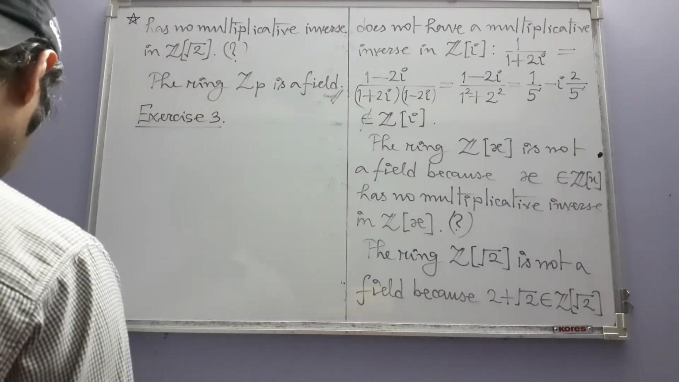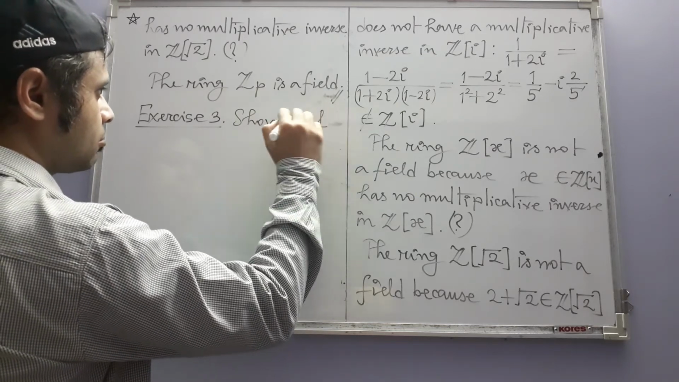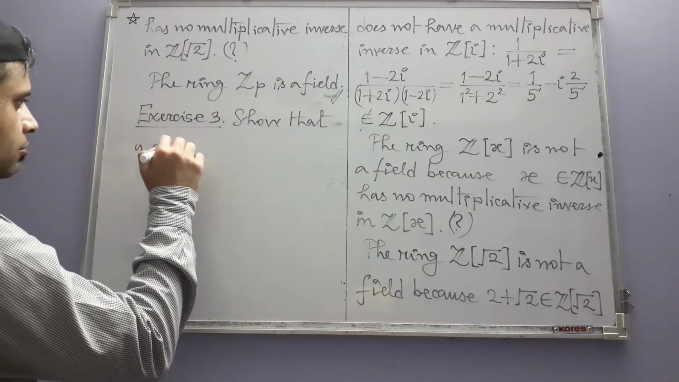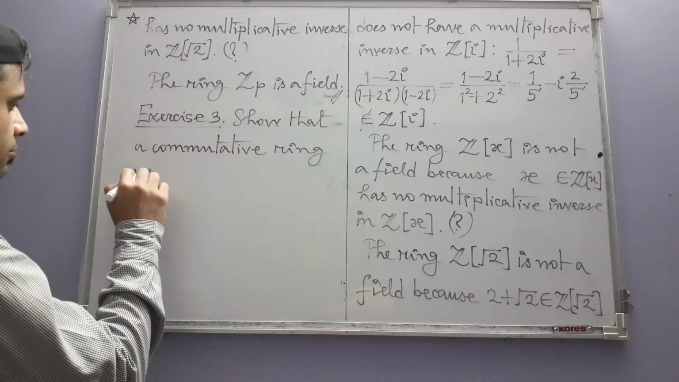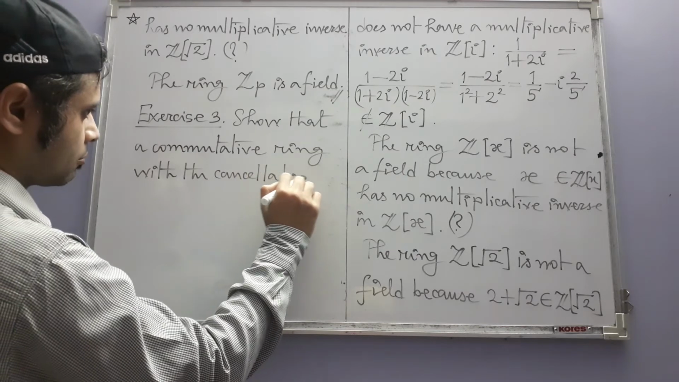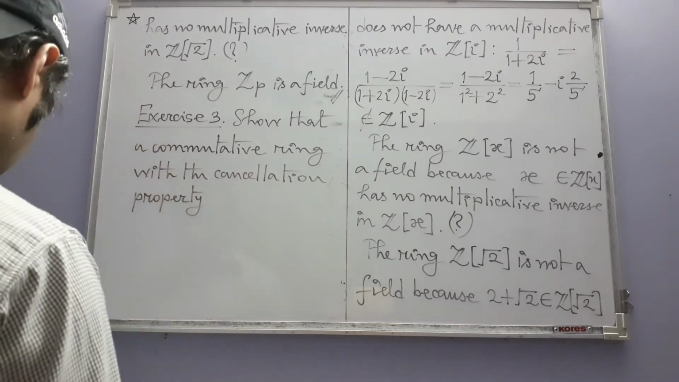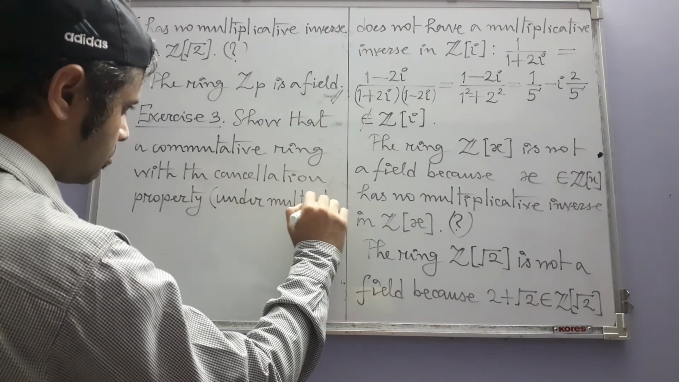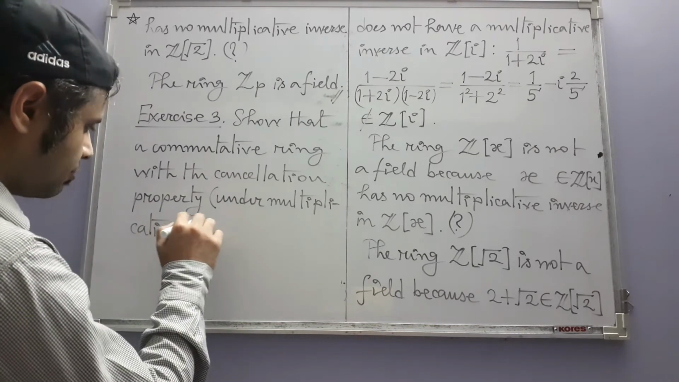Exercise 3. Show that a commutative ring with the cancellation property under multiplication has no zero divisors.